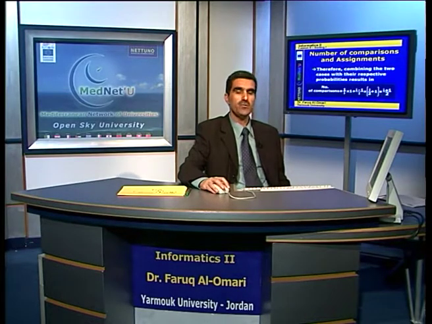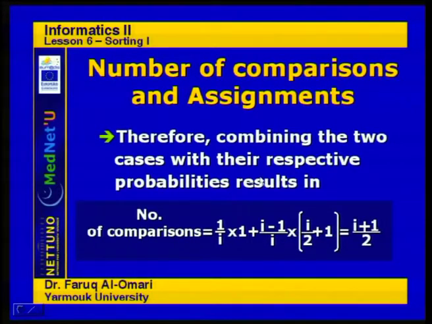Therefore, combining the two cases together with respect to their probabilities, I will get this result. The number of comparisons equals 1 over I, the probability of no go back, times 1. I go back in that scenario is just one case. Or the probability of going back, which is 1 minus 1 over I, just rewritten here, times the number of comparisons, which are I over 2 plus 1, as we have mentioned earlier. So the total here is simply I plus 1 divided by 2.